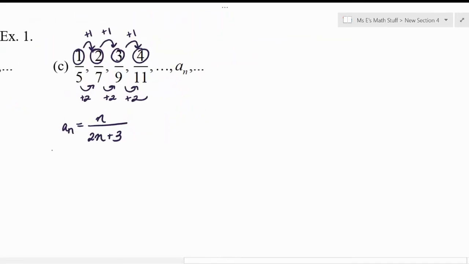Now I am going to show a not so quick way where you actually use the formula from the arithmetic series piece.